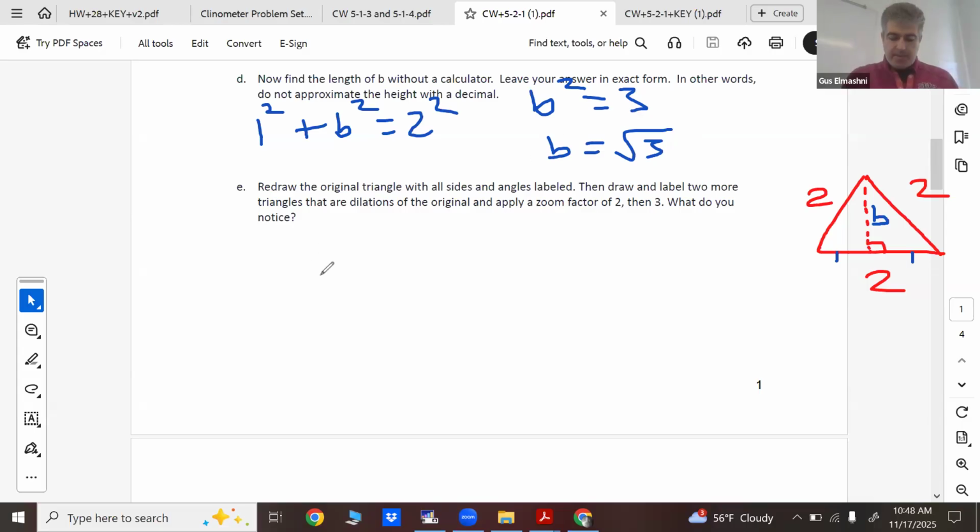Now I could redraw it. Here's what I got: 1, 2, and root 3. And of course, that right there is 60 degrees.